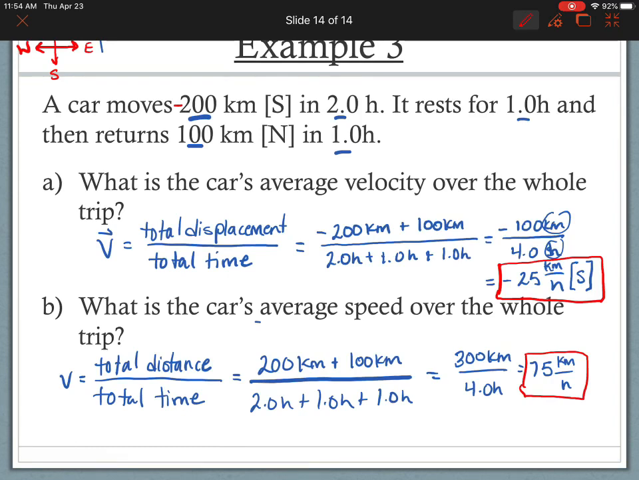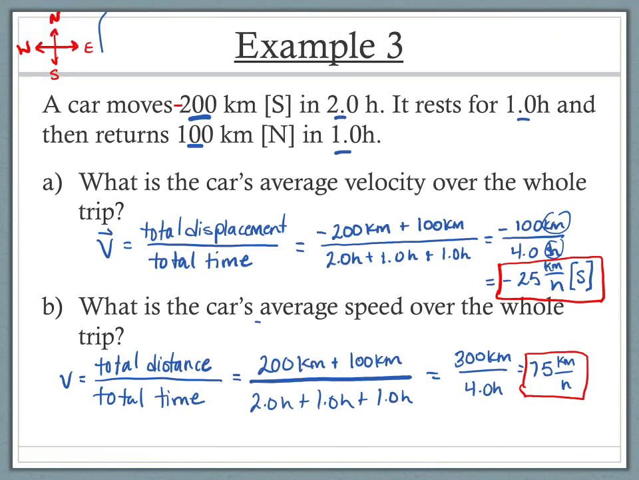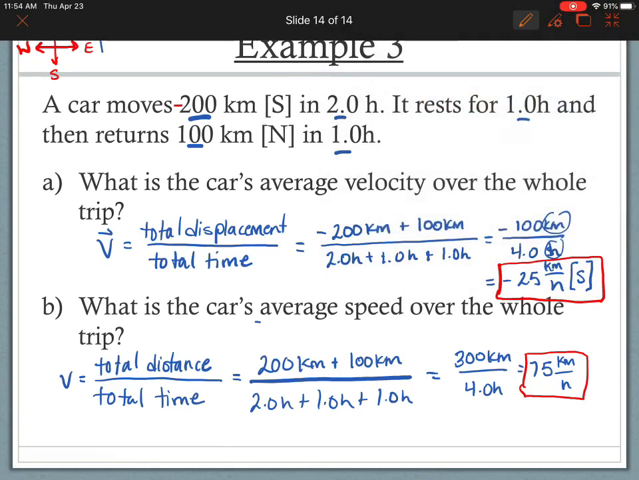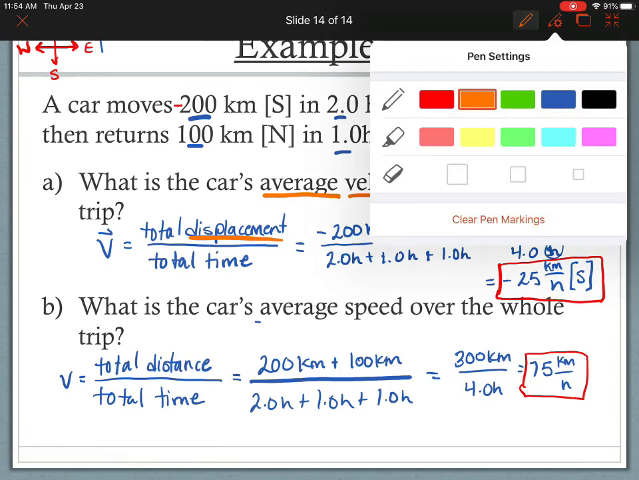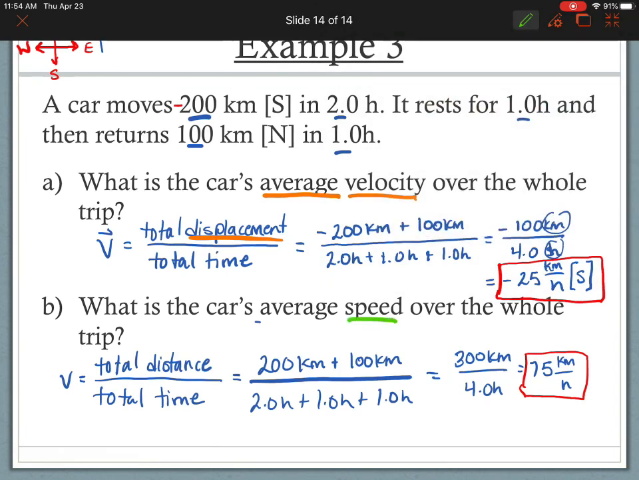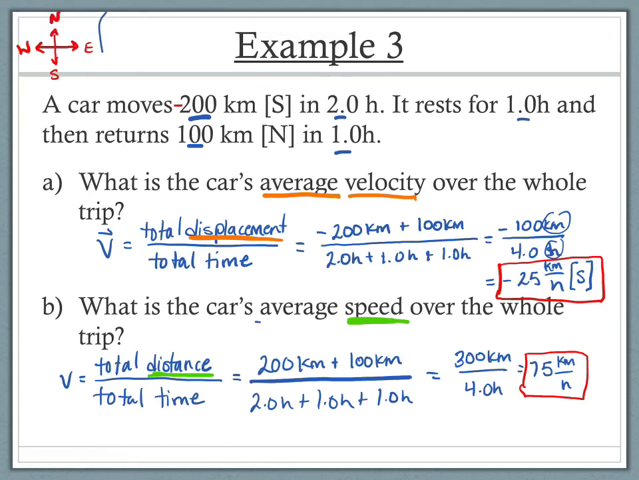So that's going to be tricky for you. Once you mix in velocity questions with speed questions, you got to remember distance versus displacement. Anytime you see velocity, you're like, oh, right, average velocity means displacement. And then anytime you see speed, you got to know, oh, that's working with distance. So please keep that in mind.